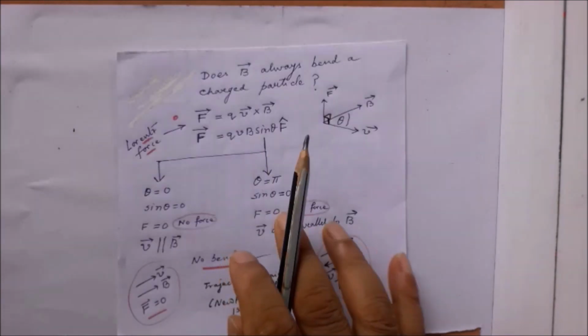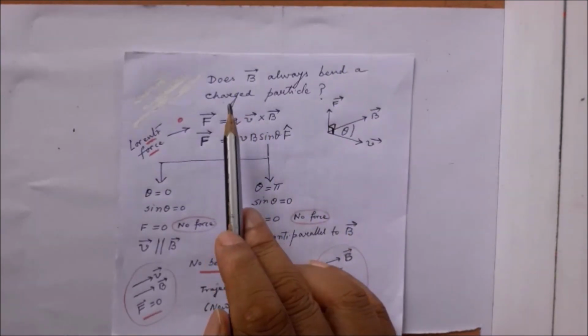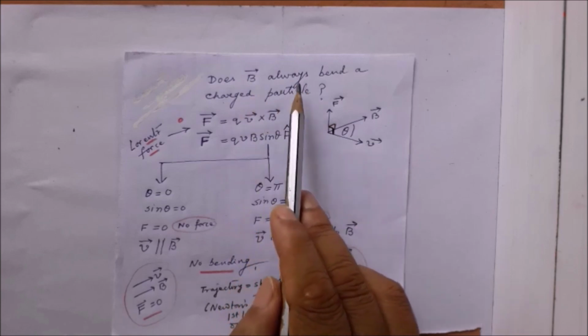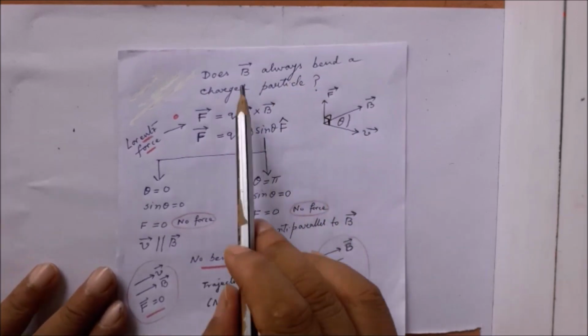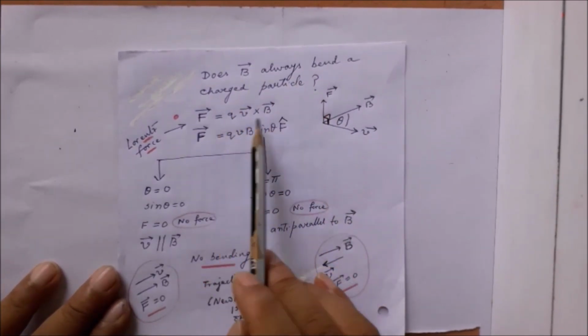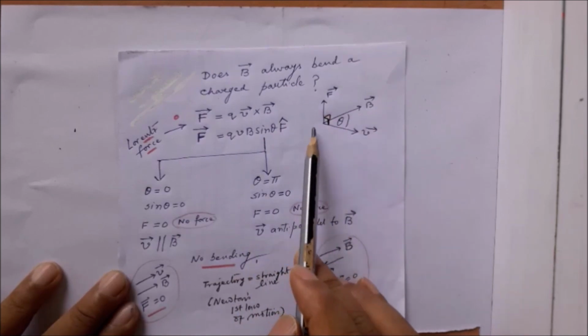So the next problem that we address is, does the magnetic induction vector B always bend a charged particle? So this is the Lorentz force, this is v, this is B. The included angle is theta.